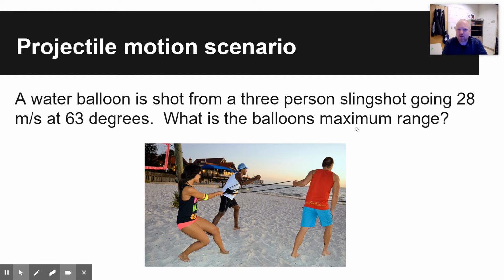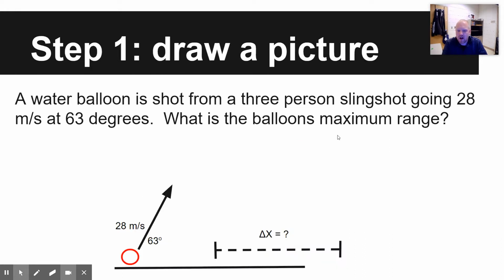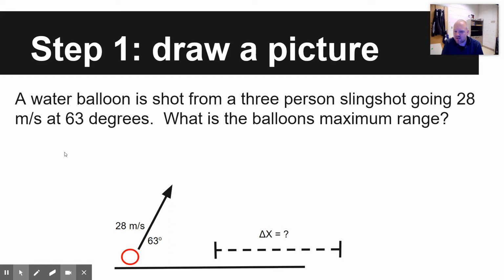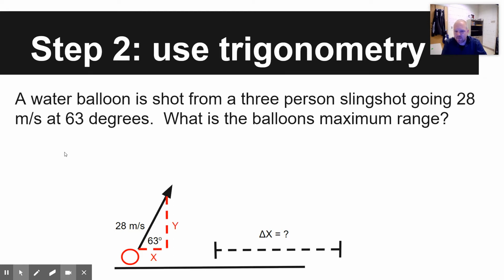Solving a projectile motion problem is really a series of problems, the first of which involves vectors. So step one is to draw a picture. And so I drew out a picture of what this scenario sort of looks like. Again, what you know is the velocity and the angle. What you're asked to solve for is the total distance that this balloon would travel.